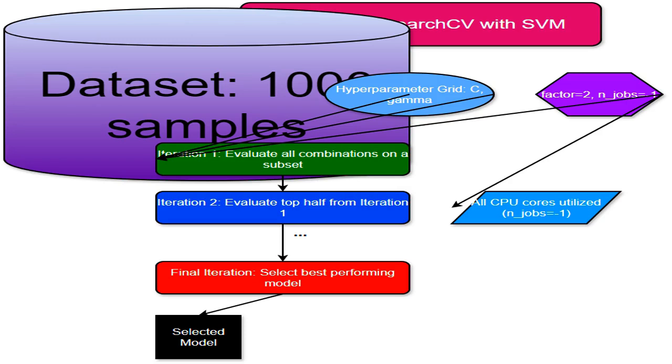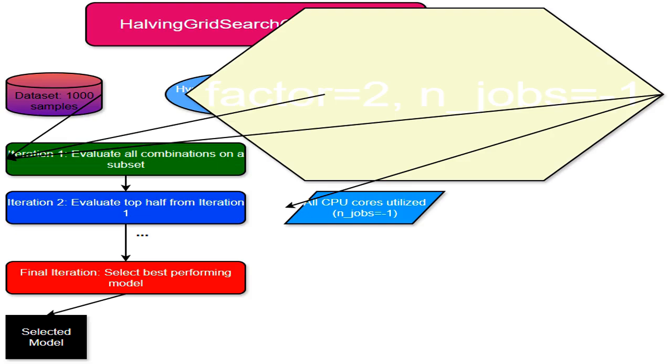I have a dataset with 1,000 data points. This is the data that I will use to train and evaluate my support vector machine, SVM, model. In the first step, I evaluate all the different combinations of the SVM's hyperparameters, C and gamma, on a small part of the entire dataset.